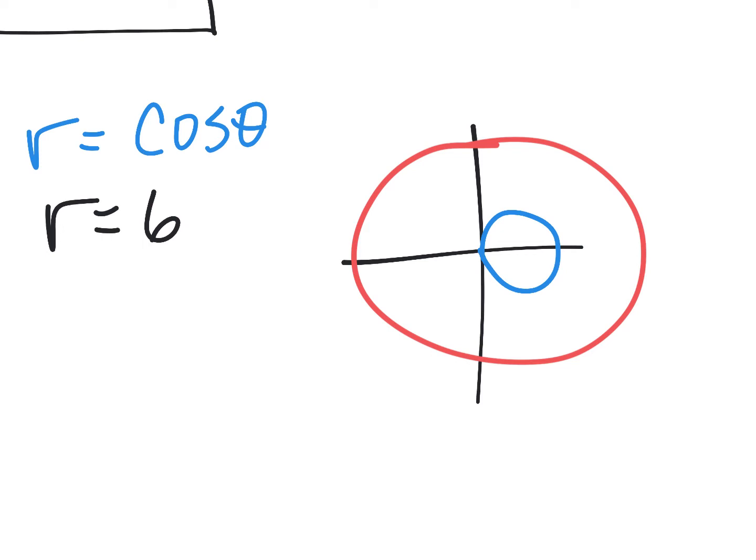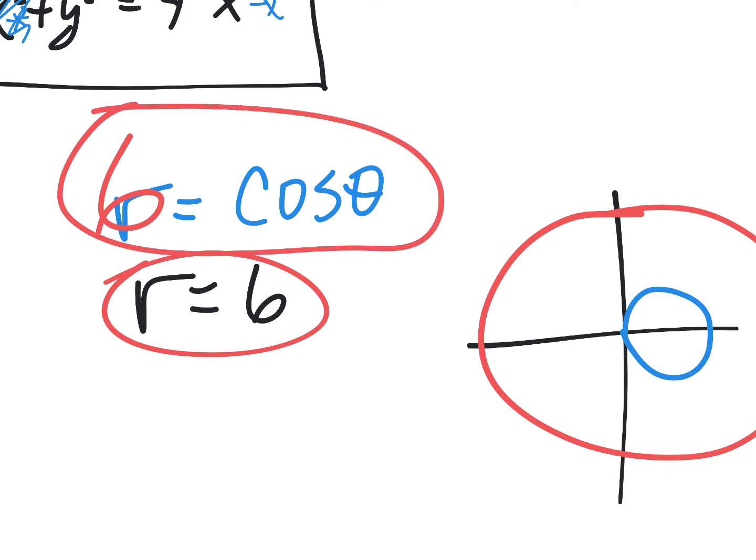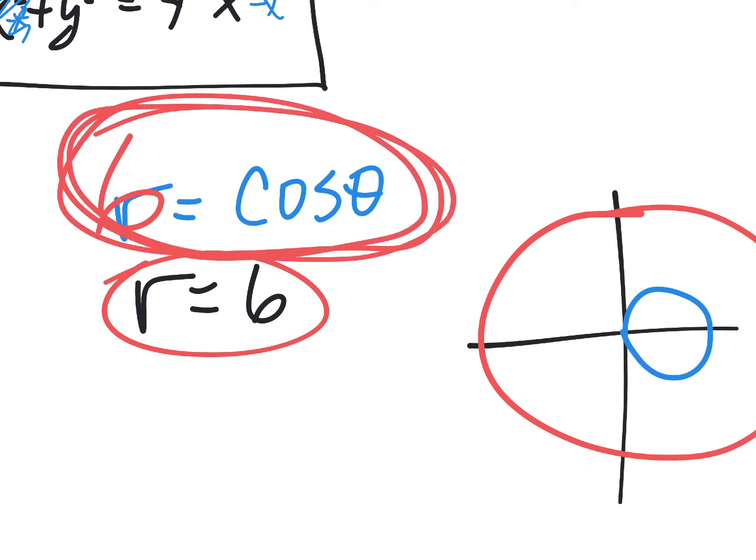Okay. And why? Well, watch what happens when I put in substitution, r equals 6 right here. 6 equals cosine theta. Does cosine ever equal 6? Think about the graph of cosine. What's the highest cosine ever went? It only goes up to 1, and the lowest it ever went, -1. It's never going to get to 6. That's why that doesn't work.